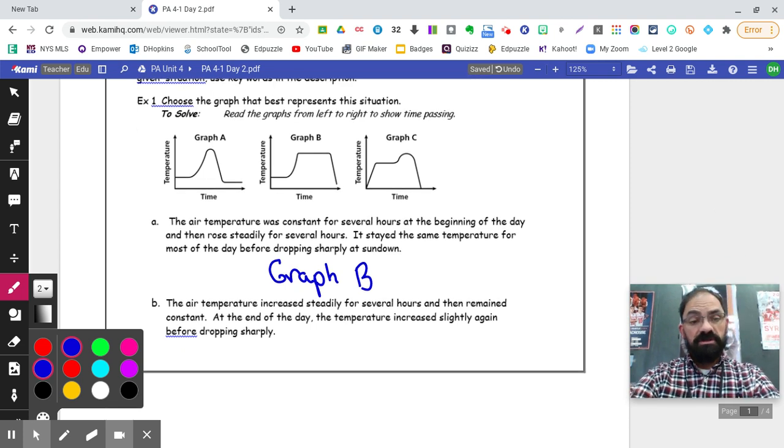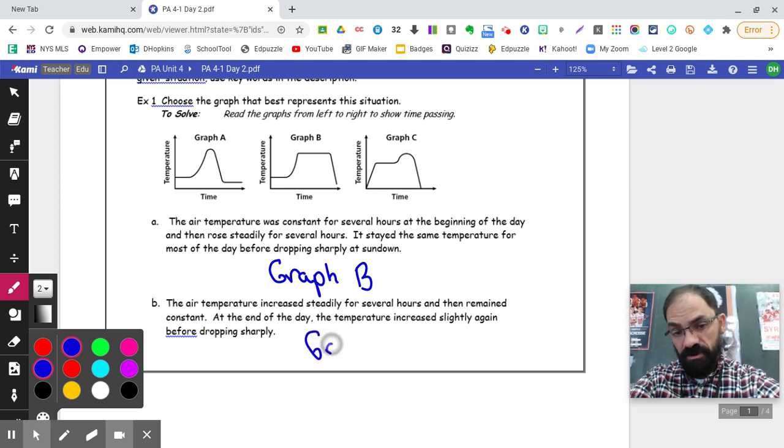All right, let's look at choice B, or example B. The air temperature increased steadily for several hours. So we've already narrowed that one down to graph C. Let's keep reading though. And then remained constant. At the end of the day, the temperature increased slightly again before dropping sharply. Graph C.